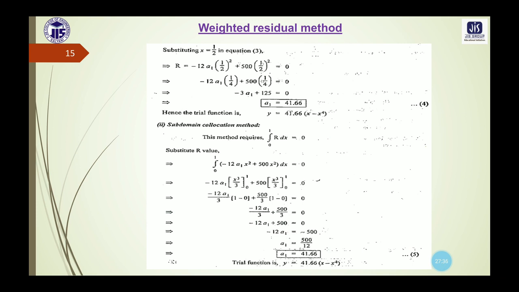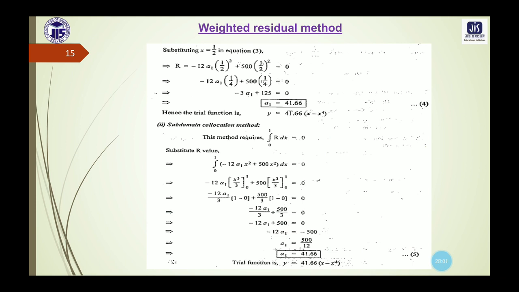Now let us discuss the subdomain collocation method. In this subdomain collocation, the formula is integration 0 to 1, which is the range given in this numerical, integration 0 to 1 r dx equals 0. Now here the value of the residual r is minus 12 a1 x square plus 500 x square into dx, this is equals to 0.